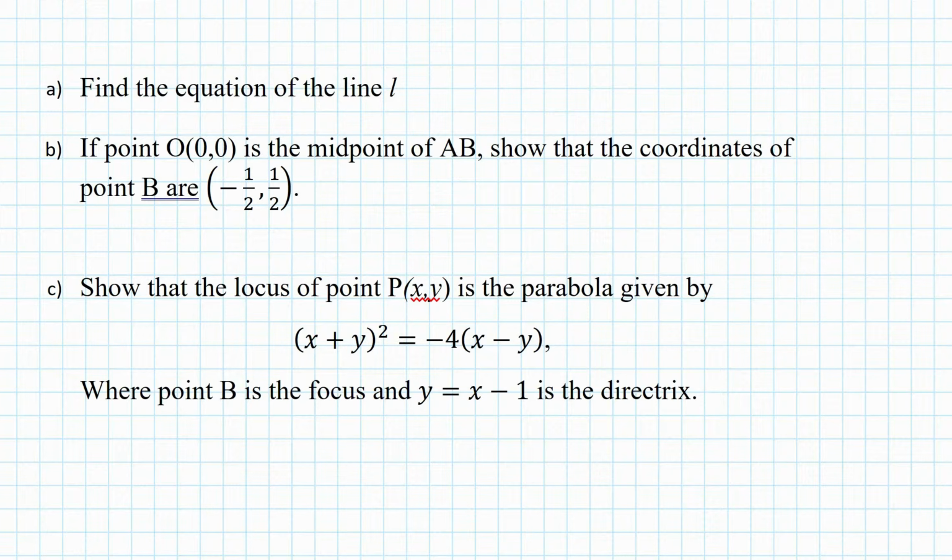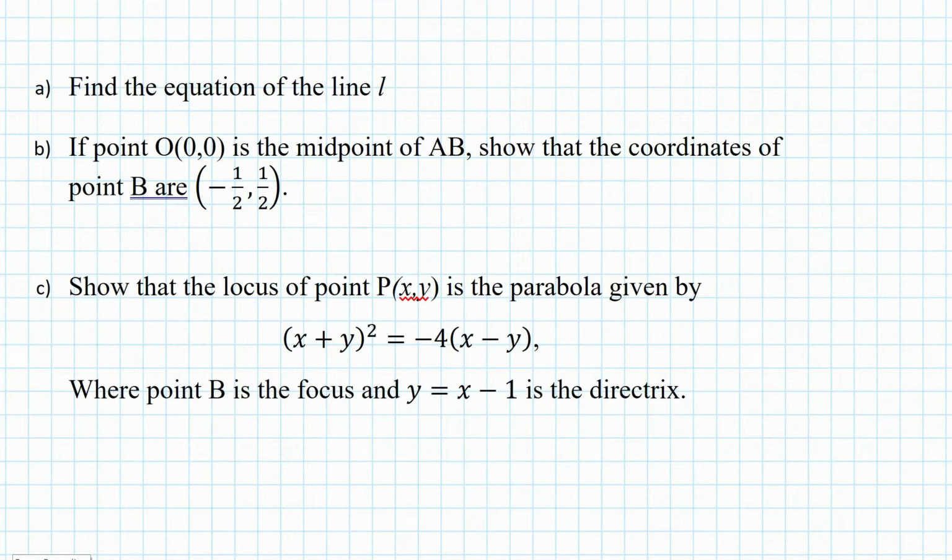Find the equation of the line L. If point O is the midpoint of AB, show that the coordinates of point B are -1/2 and 1/2. Part C. Show that the locus of point P is the parabola given by (x + y) squared equals -4(x - y), where point B is the focus and y equals x minus 1 is the directrix.